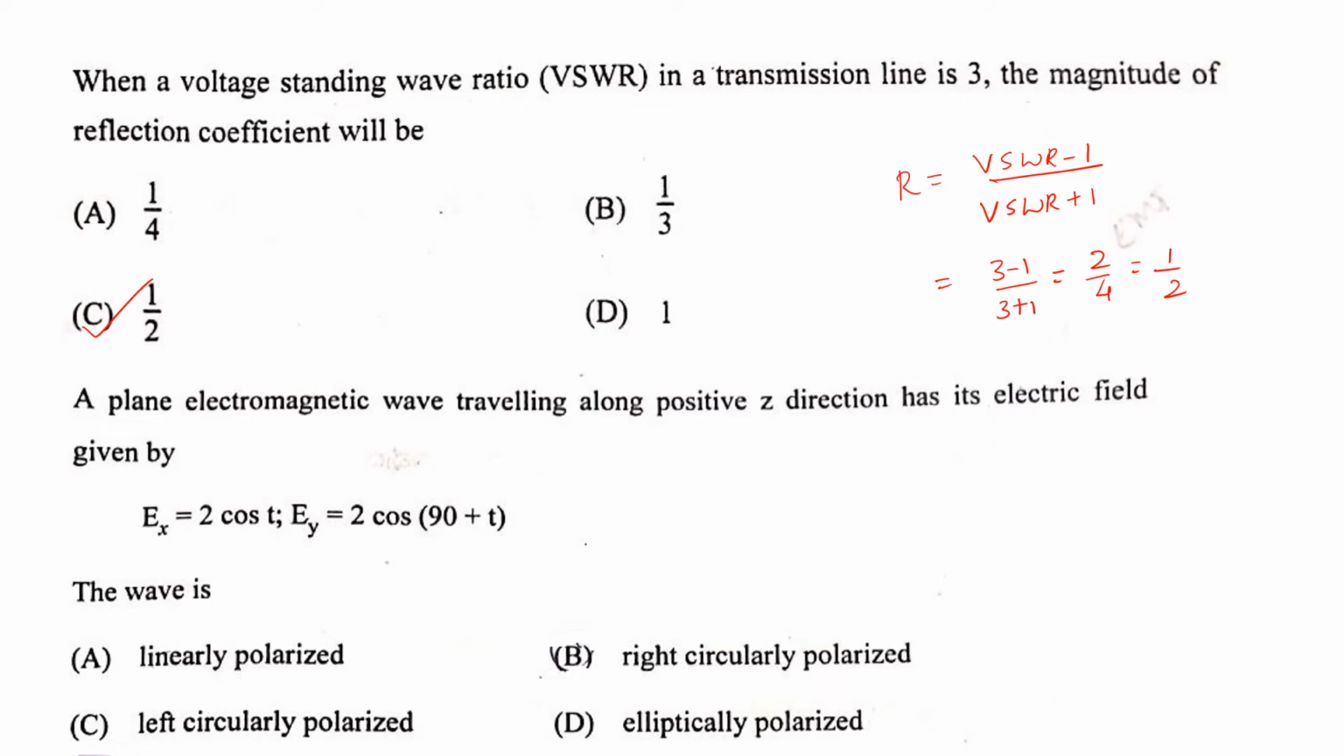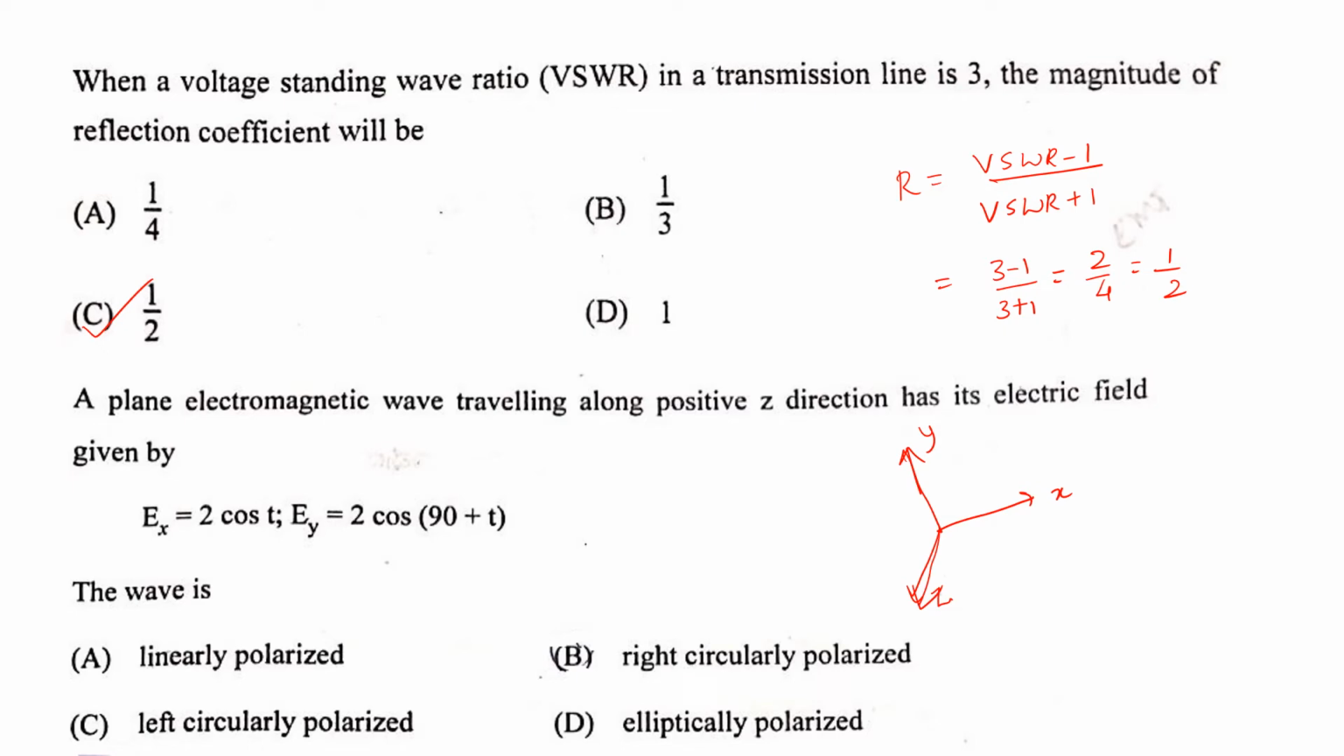A plane electromagnetic wave traveling along the positive z direction has its electric field given by Ex equal to 2 cos t, Ey equal to 2 cos (90 plus t). Given that this is x, this one is y, this is z, the electromagnetic wave is traveling along the positive z direction. Then Ex is 2 cos t, Ey is 2 cos (90 plus t).